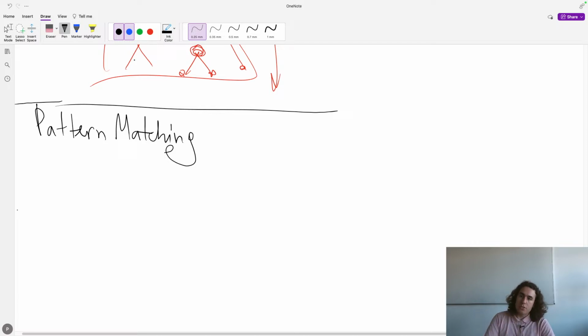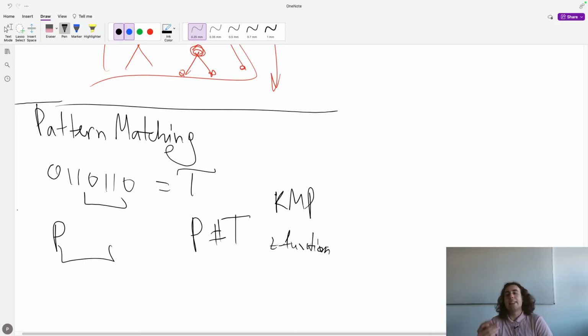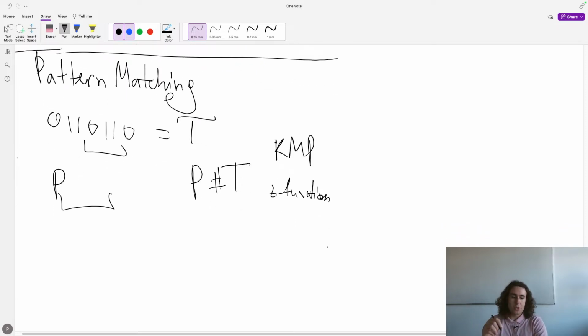So imagine that we want to do pattern matching on binary strings. So we have a string, this is like a text T, and we have a pattern P, and we want to find where this pattern occurs. The normal solution is to write these two strings together and then run either the Knuth-Morris-Pratt algorithm, so the prefix function, or the Z function, something like that, in linear time. But we are crazy people. We're going to solve this problem using FFT.